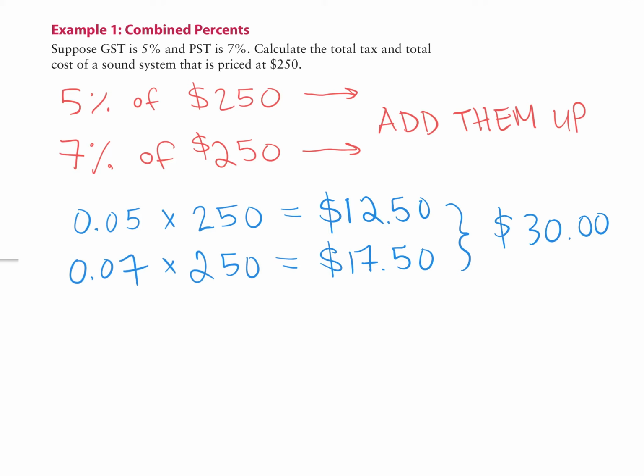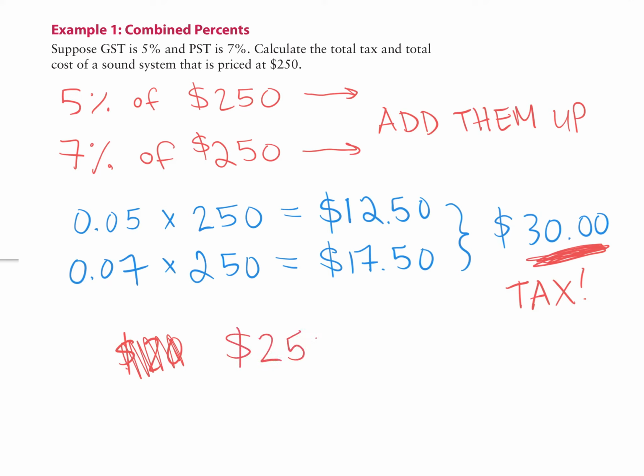So does that mean that the stereo is now $30? No, that's just the tax. So our final answer will be, when we take the cost, $250, plus the tax, our grand total is $280.